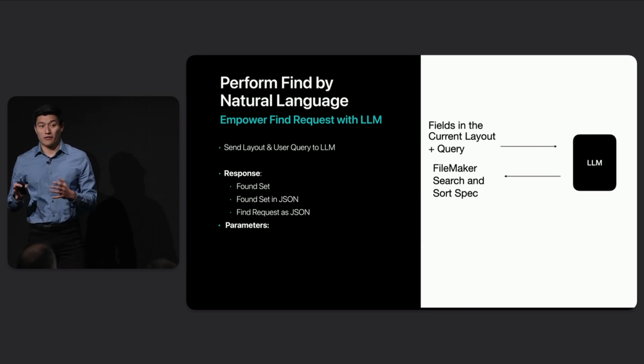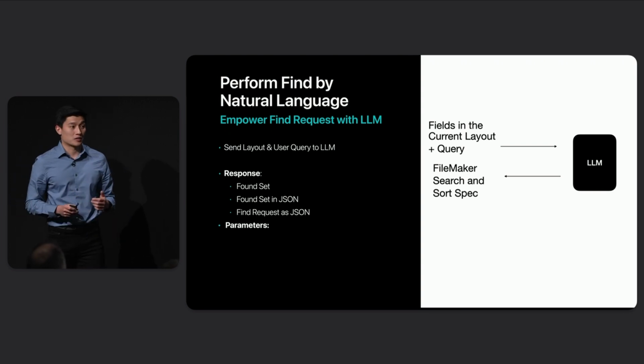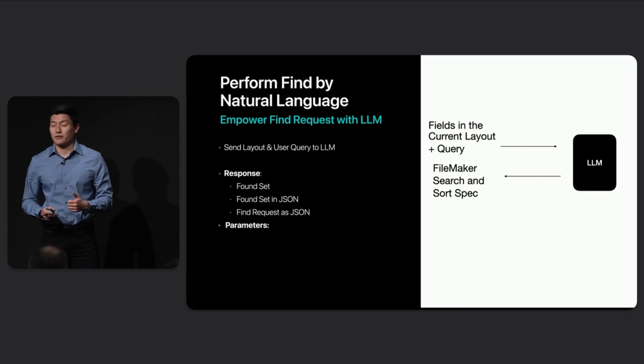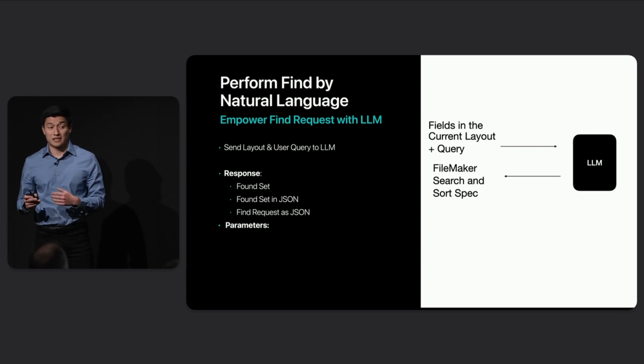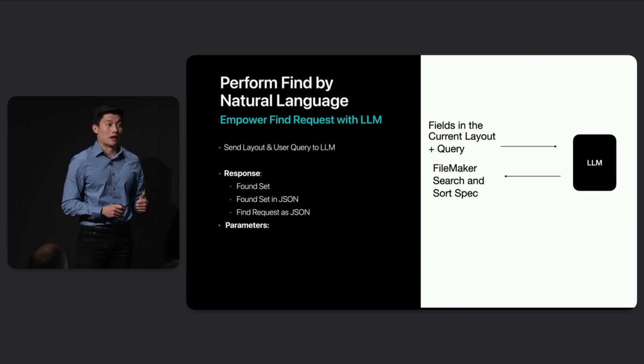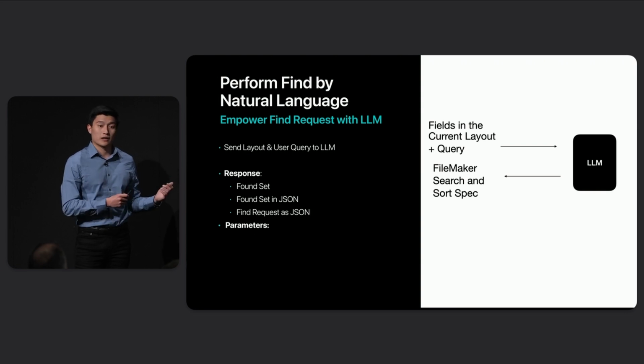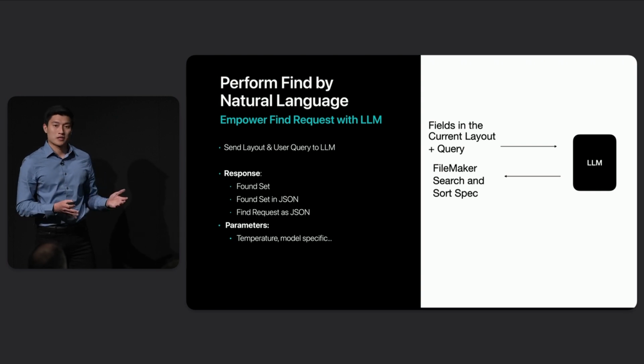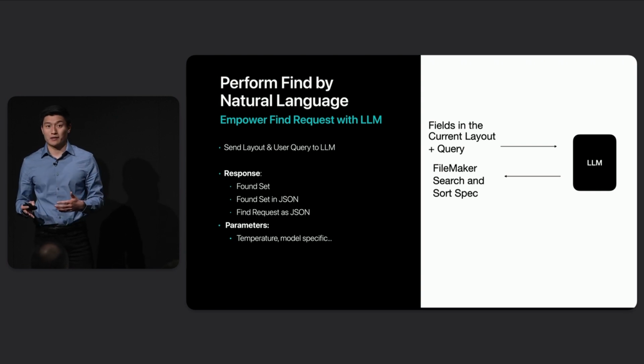So this is a very, very powerful response where you can use the FileMaker Data API to make a call or even make a response or a query. Finally, the find request in JSON allows users to see exactly what we get back from the LLM. So if you get a query that you don't really like, you can use this to debug and see what results you get. Similar to Perform SQL Query by Natural Language, we also get parameters.